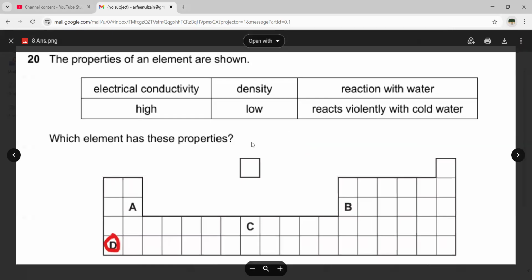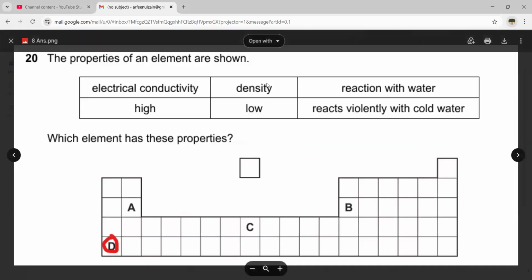In this question, the properties of an element are shown. It has good electrical conductivity. It has a low density. It reacts violently with cold water. Which element will have these properties? First, electrical conductivity is good, so it must be a metal. So either C can be there, A can be there, or B. Density is low. Which elements have a low density?